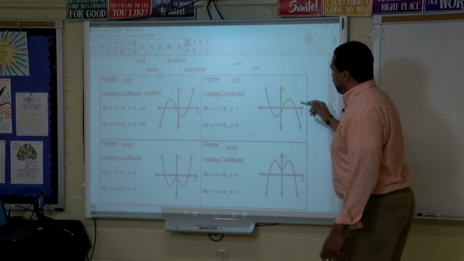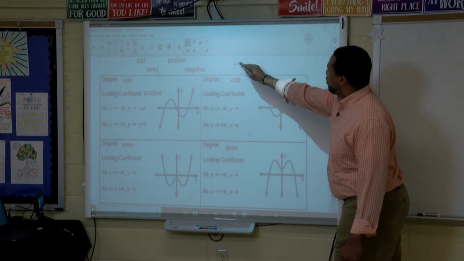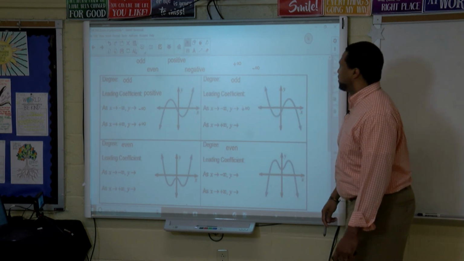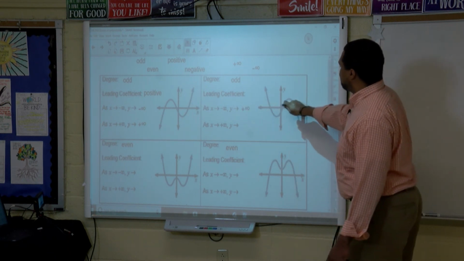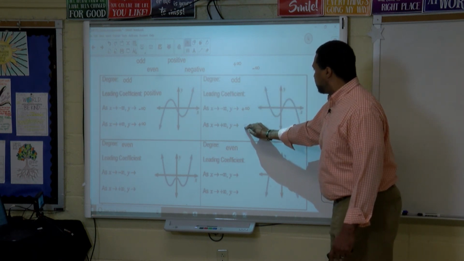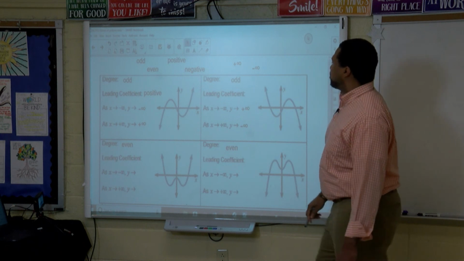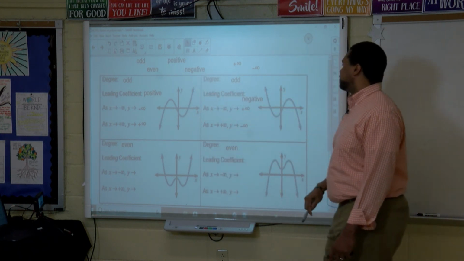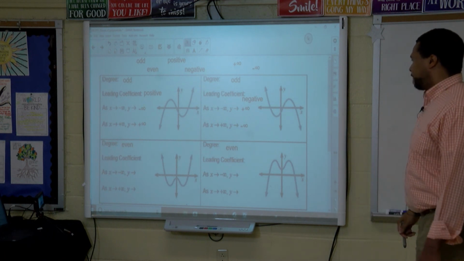Here, as x approaches negative, y approaches positive, or it's heading in the positive direction, and as x is heading in the positive direction, y is going in the negative direction. This would make it a negative coefficient.